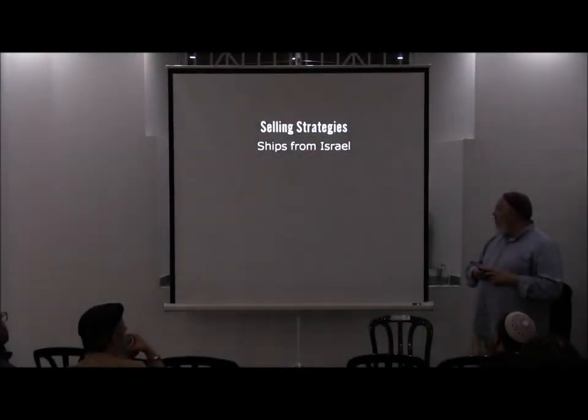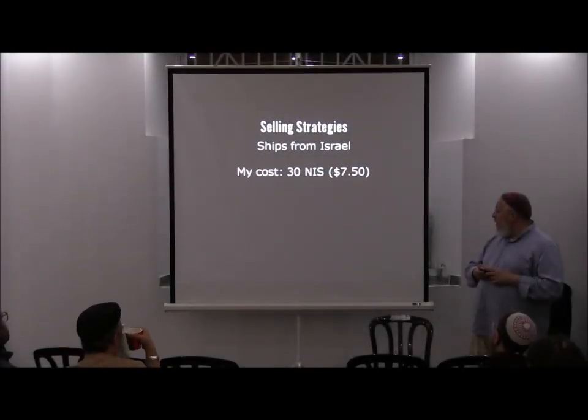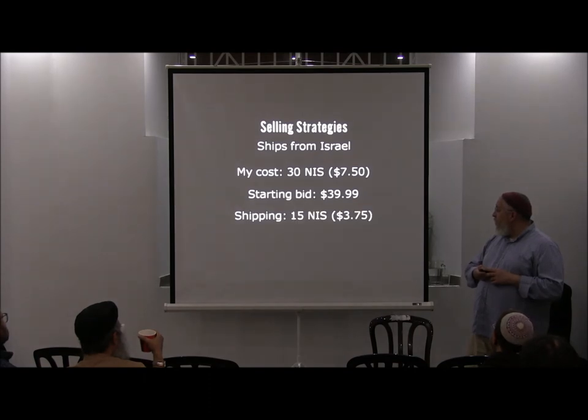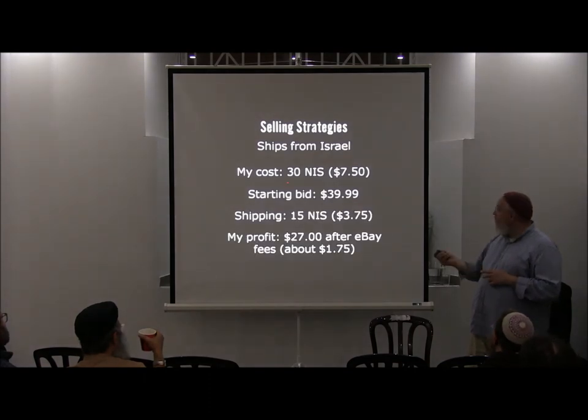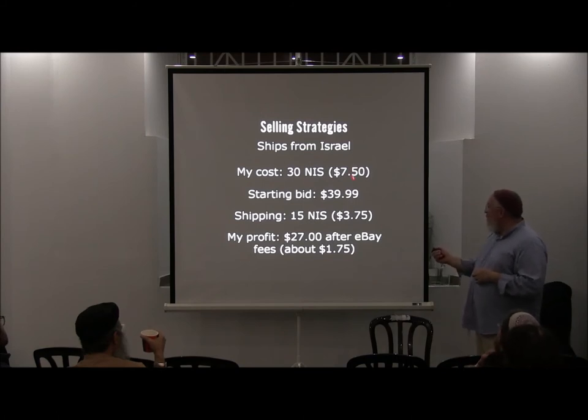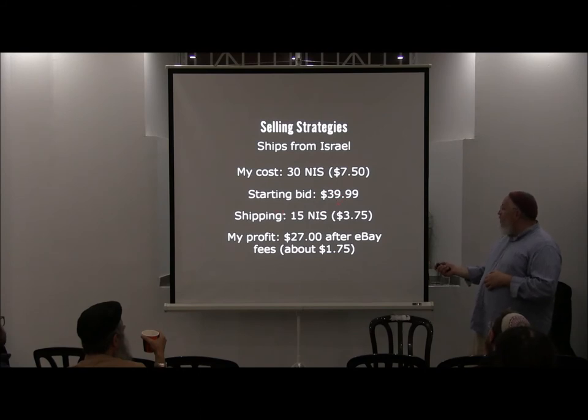Okay, so I was selling these. I was buying them for $30, selling them for $40. Thirty shekels, thank you. It's a lot of talking. Correct me if I say something wrong. Okay, buying for 30 shekels, about $7.50. Starting it at $40, the shipping to the States would cost me about 15 shekels. And after eBay fees, which were $1.75, I keep $27.